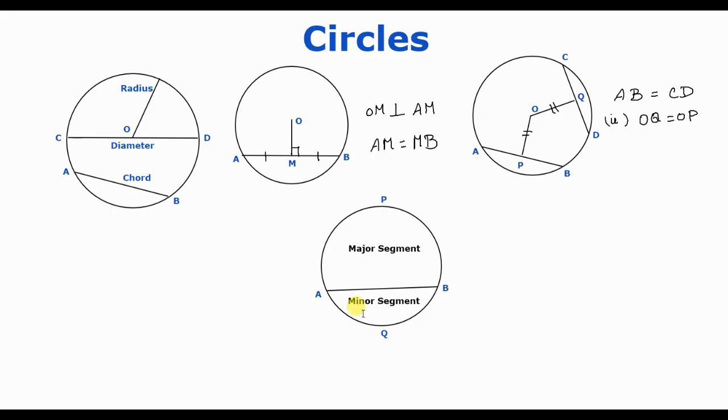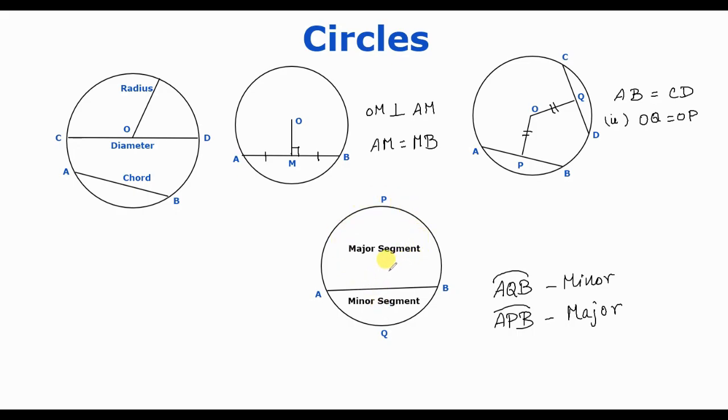Moving to arc and segment. An arc is a part of the circumference of the circle. So in this circle, AQB is the minor arc and APB is the major arc. And a segment is a part of a circle which is bounded by an arc and a chord. The smaller portion is called the minor segment and the major portion is the major segment.